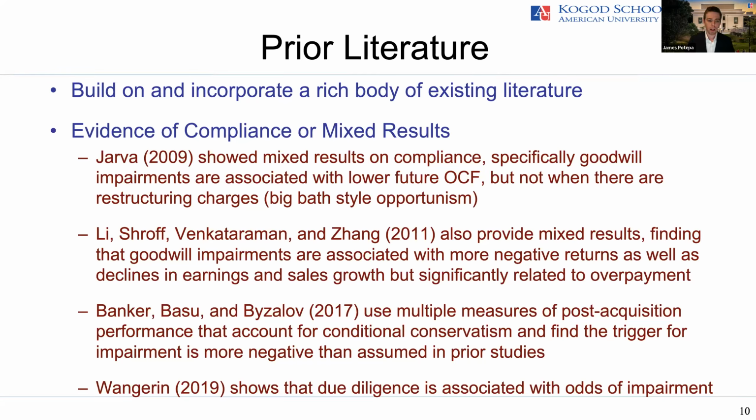Finally, we do build on Wangerin 2019, which shows that due diligence is associated with the odds of impairment. So we control for the Wangerin measure in our research design as well.